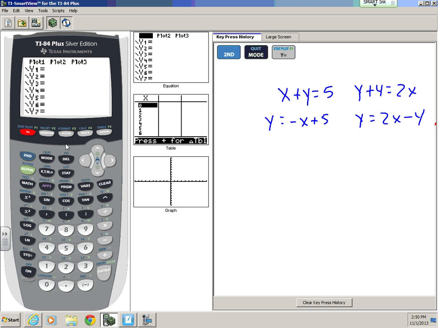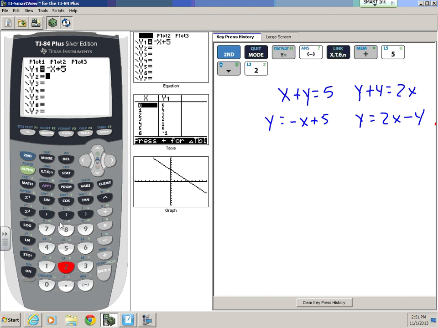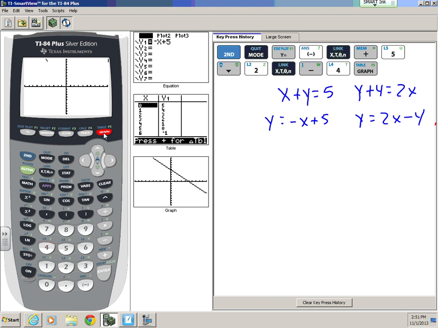Now, if a negative sign is the very first thing you're inputting, you need to use the negative sign below the 3. This button here, X, T, theta, n, is going to give me my variable, plus 5. And then I'm going to go down and put in 2x minus 4. Now, I want to see via the graph what this looks like, so I'm going to hit the graph button at the top right.